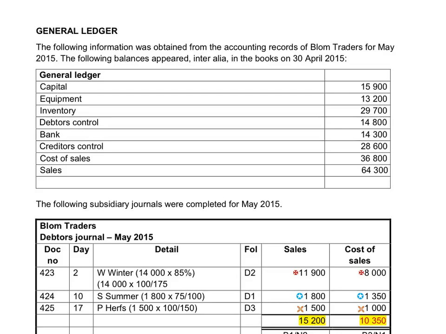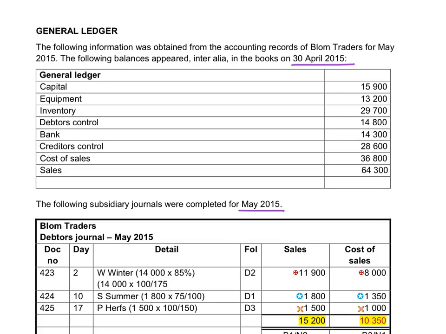Good morning. We will pay attention to the general ledger today. The general ledger accounts are provided on the 30th of April. That means the last day of the previous month. Then the journals were completed for May 2015, and we have to post the entries to the general ledger now. All these accounts will be opened with the balances that appeared in the ledger accounts on 30 April.